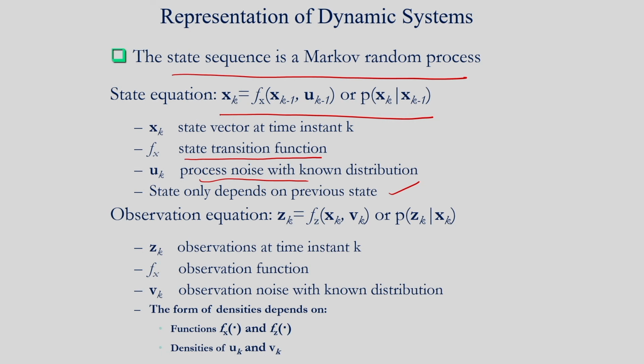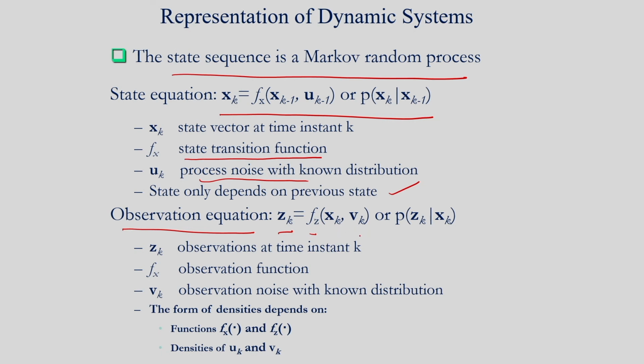process. So, here you can see xk depends on xk minus 1, that is, the state only depends on the previous state, and uk minus 1 is nothing but the process noise at time instant k minus 1. Here you can see p of xk given xk minus 1, that is nothing but the first order Markov process. And similarly we have the observation equation, represented by zk equals fz of xk, comma vk.